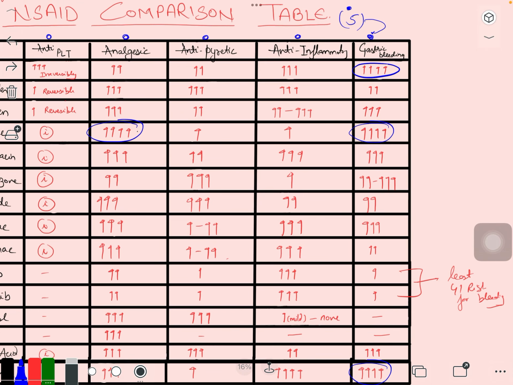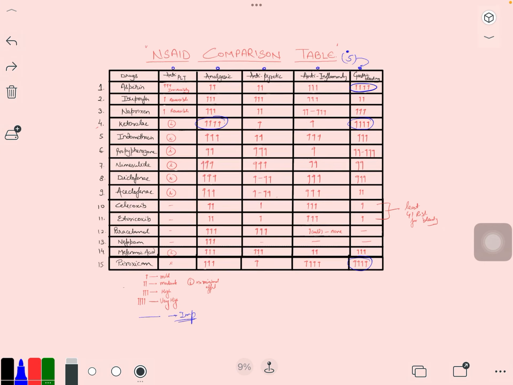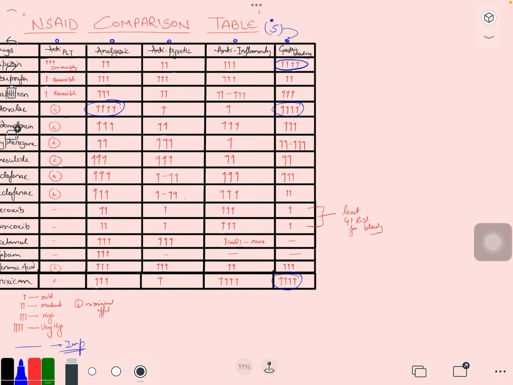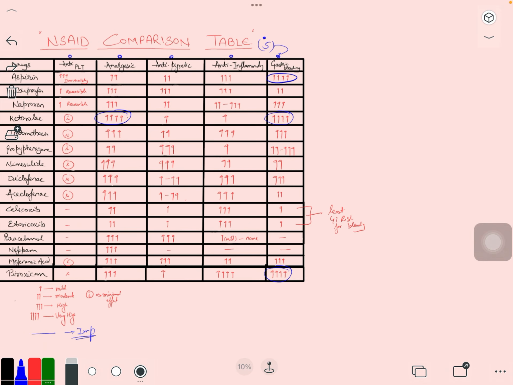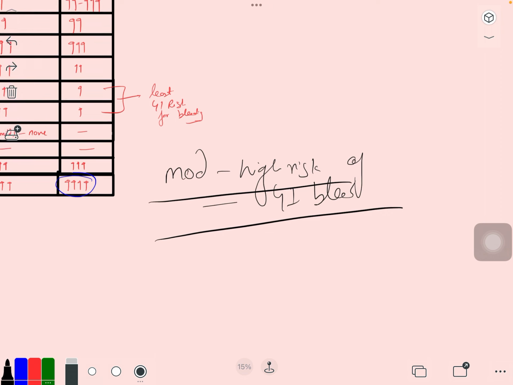So all these four drugs we have already covered. So yeah, this was an important table. And remember one thing, whenever there's moderate to high risk of GI bleed, we add PPIs with it.